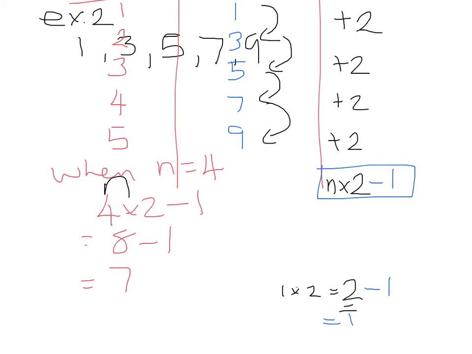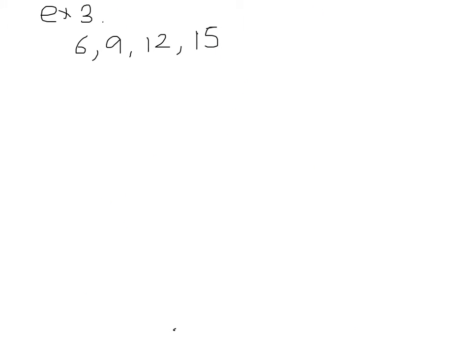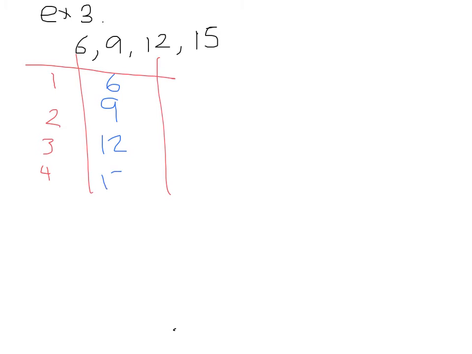Now let's try another one. So now this time again, my example is different, and I've given you again a pattern, 6, 9, 12, and 15. And so the first thing you are going to do again is put your term number in place, your term value, and your pattern. So if I have 1, 2, 3, 4, this time I've only given you 4 values. I'm going to go a little bit smaller so I have more space to write here. And then my values are 6, 9, 12, and 15.